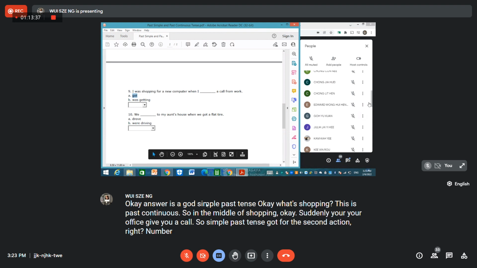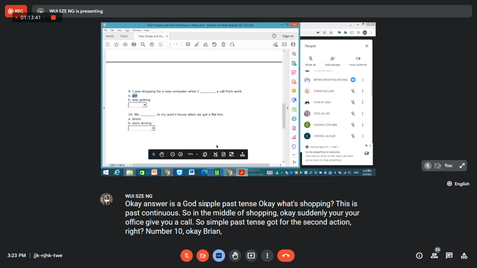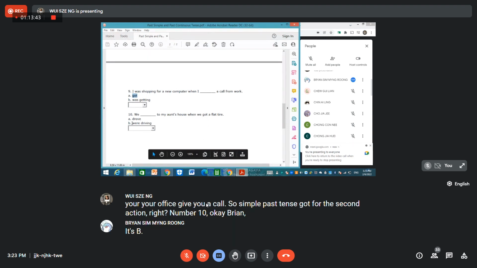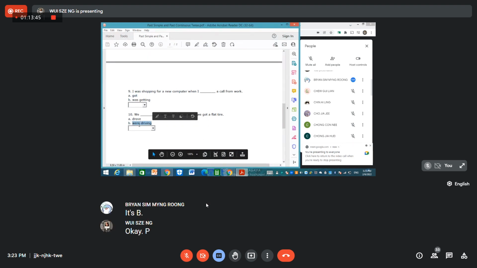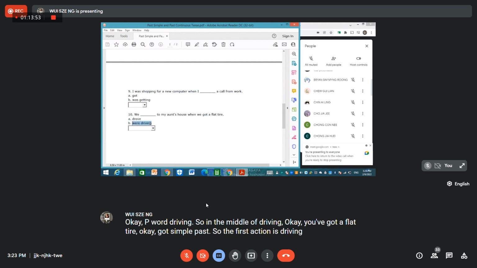Right, number 10. It's B. Okay, B, were driving. So in the middle of driving, you got a flat tire. Got, simple past. So the first action is driving. So were driving, past continuous.